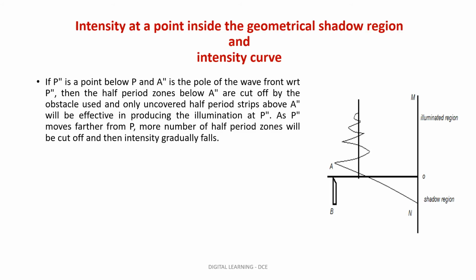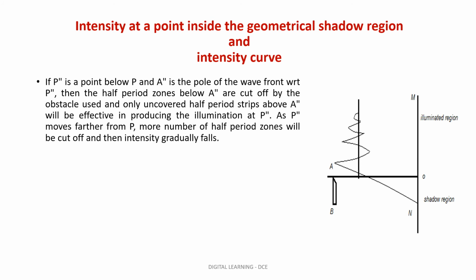Now let us take up the intensity at a point inside the geometrical shadow region and its intensity curve. If P double dash is a point below P and A double dash is a pole of the wavefront with respect to P double dash, then the half period zones below A double dash are cut off by the obstacle which is used, and only uncovered half period zones above A double dash will be effective in producing the illumination at P double dash. As P double dash moves farther from P, more half period zones will be cut off and then the intensity gradually falls.